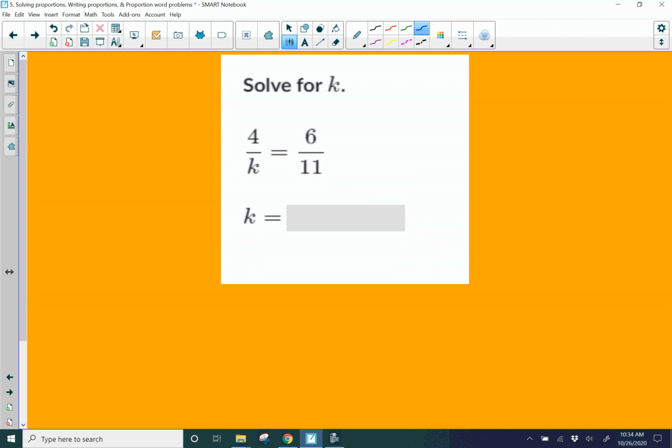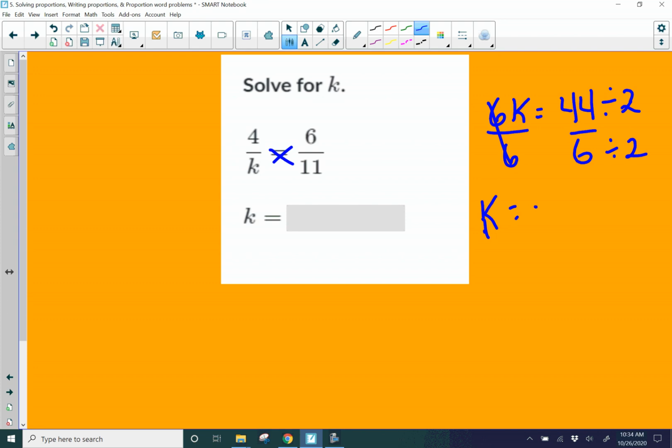And one last one. We've got 6 times k, which is 6k. 4 times 11 is 44. And then when I divide both sides by 6, I get 44 over 6, which I can simplify. I know I can divide both of those by 2. So that's going to leave us with 22 over 3. If I were to divide 22 by 3, we would end up getting a repeating answer, which if you're doing this skill in Khan Academy, there's no way to put repeating answers in. So 22 over 3 would be your best option.